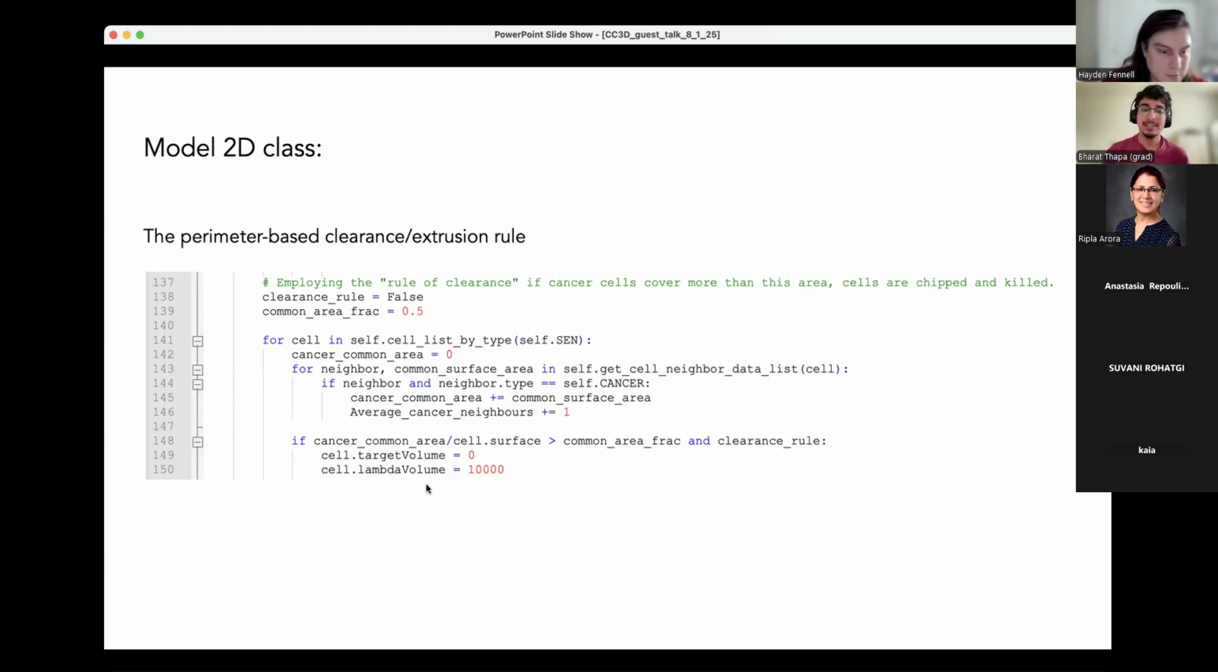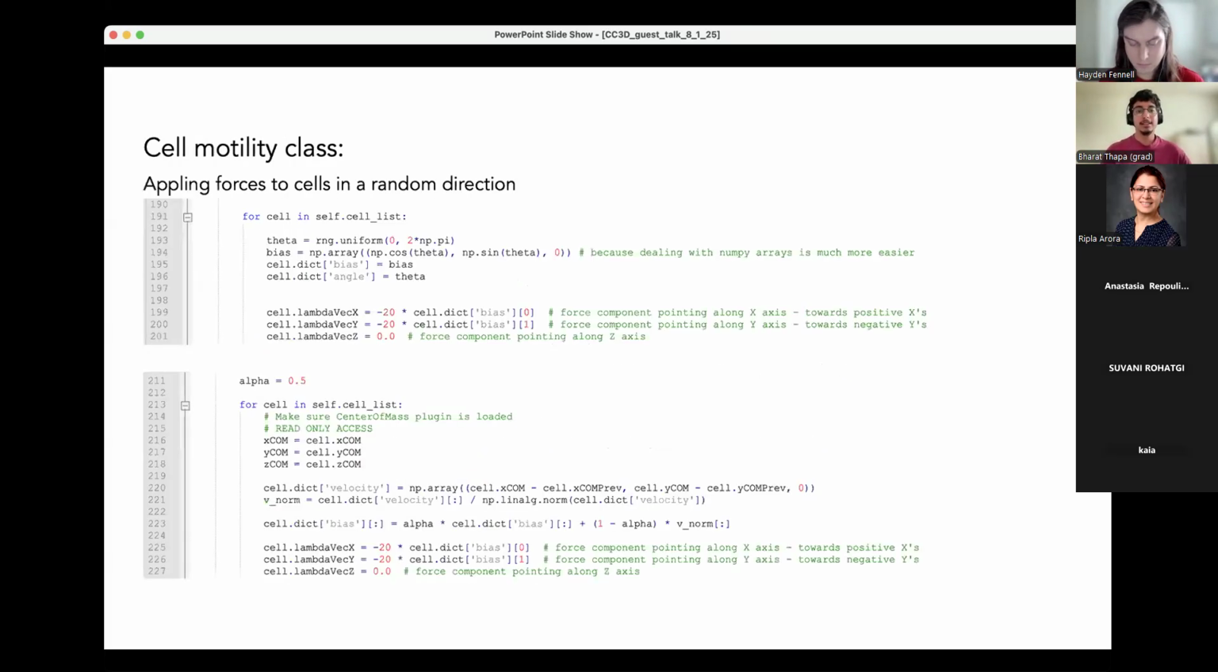There were some pixelation issues, so I just implemented this. Here we are calculating the area that cancer cells share for each cell. Once I have that number, I'm dividing it by the total cell surface, or the cell perimeter, and then checking if that value is bigger than 0.5. If it is, and if the clearance rule is implemented, we will kill the cell. So this is the most important thing.